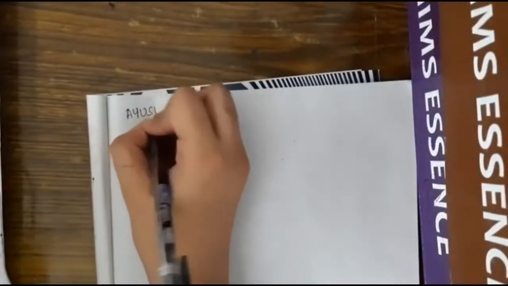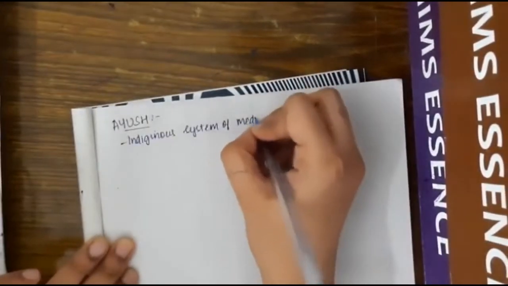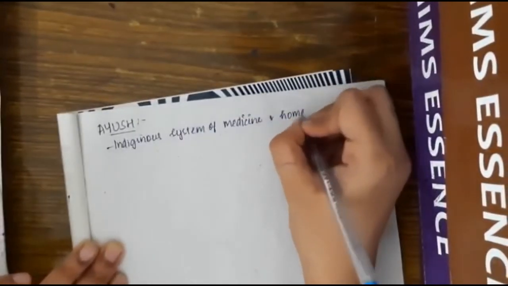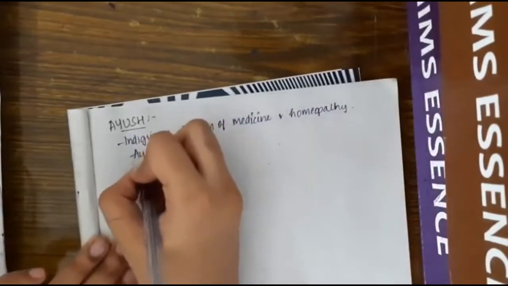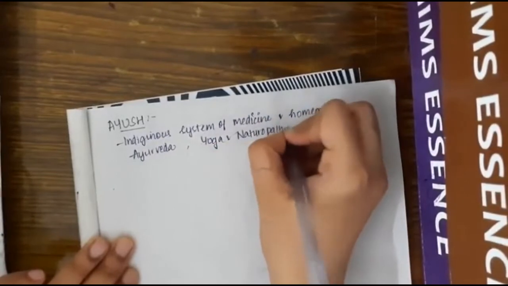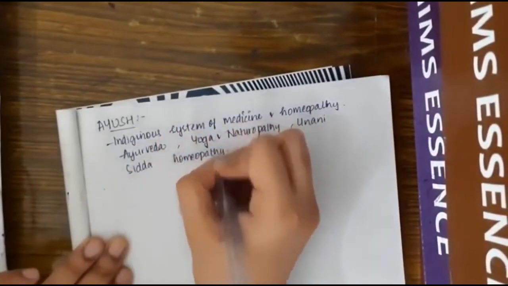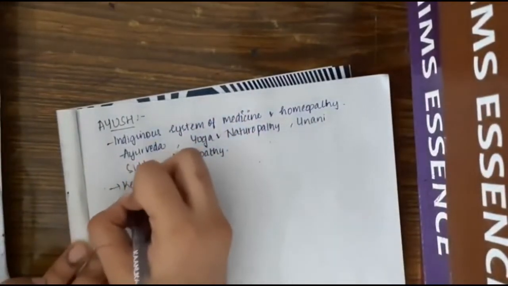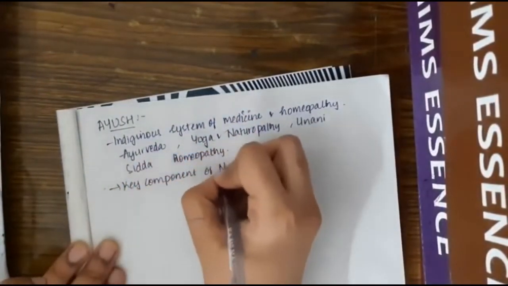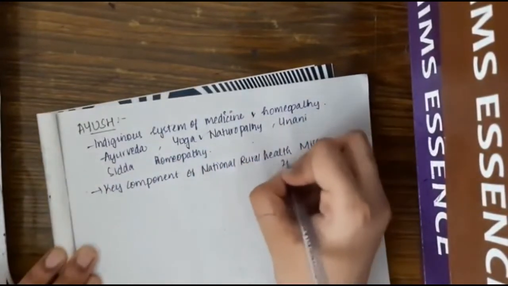Now we have AYUSH, or indigenous systems of medicine and homeopathy. AYUSH includes Ayurveda, yoga and naturopathy, Unani, Siddha and homeopathy. This is a key component of the National Rural Health Mission, that is 2005 to 2012.